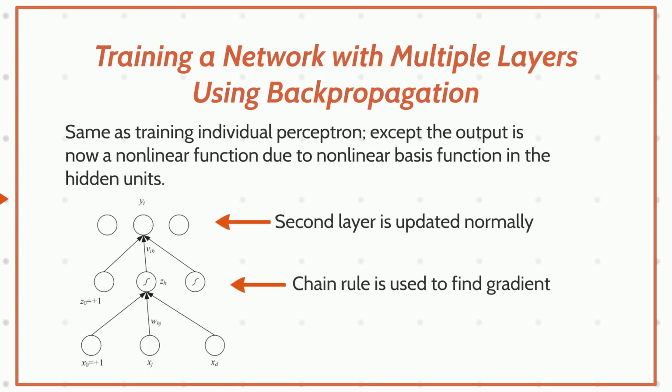As such, its parameters are updated normally, but for the first layer weights, we need to use the chain rule to calculate the gradient. So it's actually in this first layer that we get backpropagation. And this is the chain rule for that error function, and it is used to update these weights. So it is as if the error propagates from the output y back to the inputs, and hence the name backpropagation.